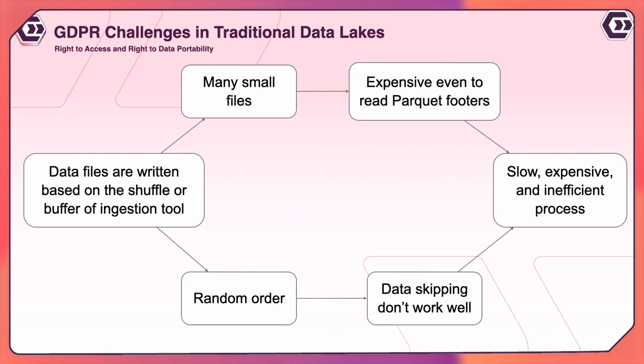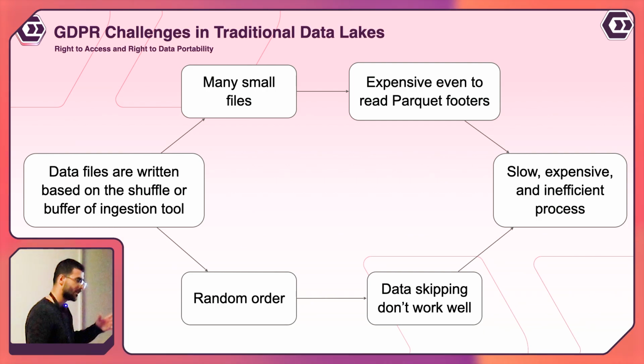Also, traditional data lakes are not well suited for handling export requests because data files in the data lake are written based on the shuffle or the buffer of the ingestion tool. This results in a large number of files to process, which means we have to list and get all the files at least to retrieve the parquet footer each time we want to process the requests. And since the data is written in random order, techniques like data skipping in Apache Parquet don't work well, and we may need to scan most or even all the data. This makes the process slow, expensive, and inefficient even if it's technically possible.